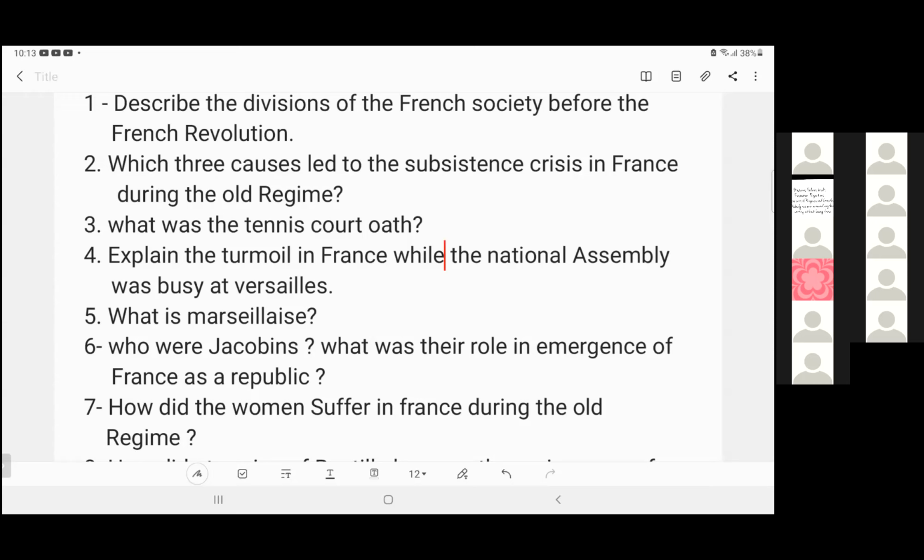Okay. Samriddhi, which 3 causes led to the subsistence crisis in France during the old regime? Ma'am, the king helped the 13 American colonies to get freedom from the Britishers, and it caused 1 billion livres added to the loan, which was already increased to 2 billion livres. Okay. Also, they had to maintain the court of Versailles.